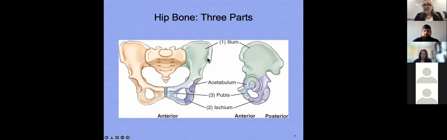The end of the iliac crest anteriorly is, do you know what that is? The ASIS. Remember the ASIS? This is the ASIS here. We said this was the acetabulum here. This is the ischial tuberosity. And this blue right here is the pubis.